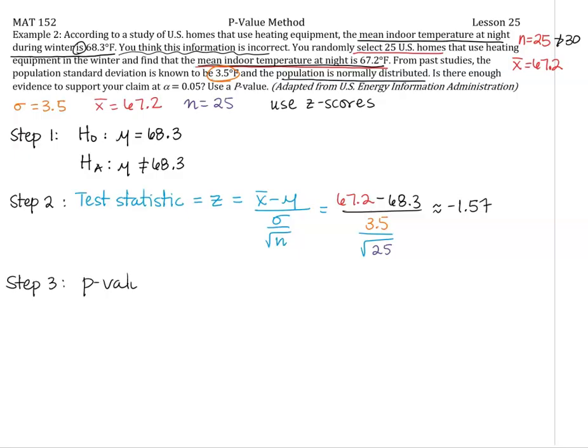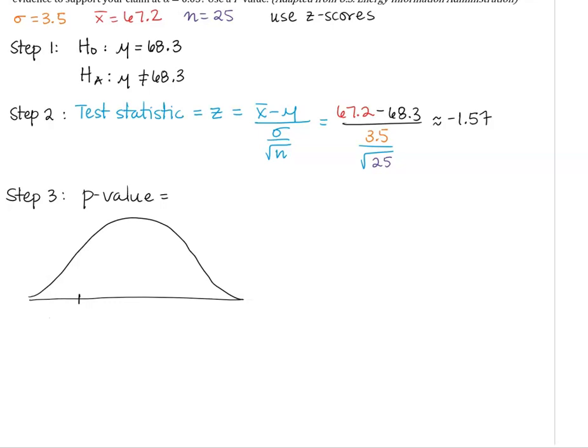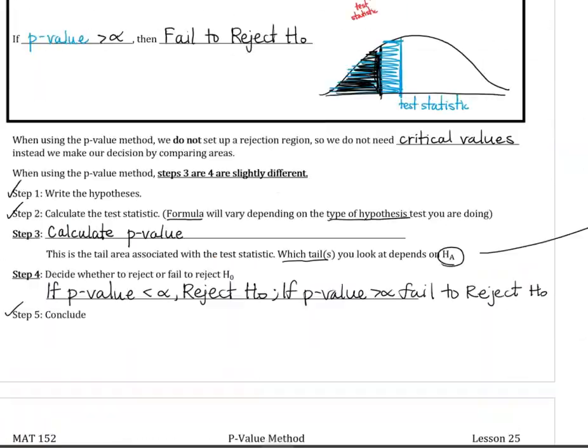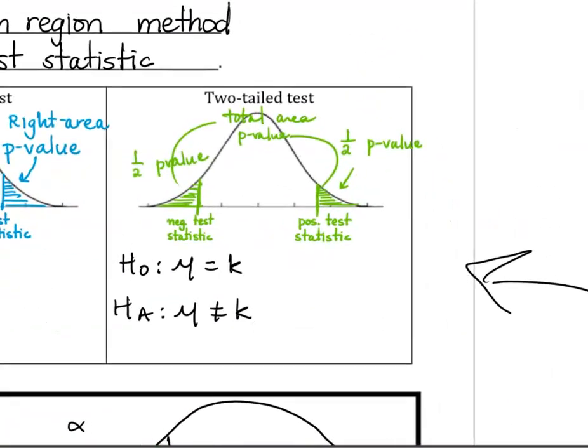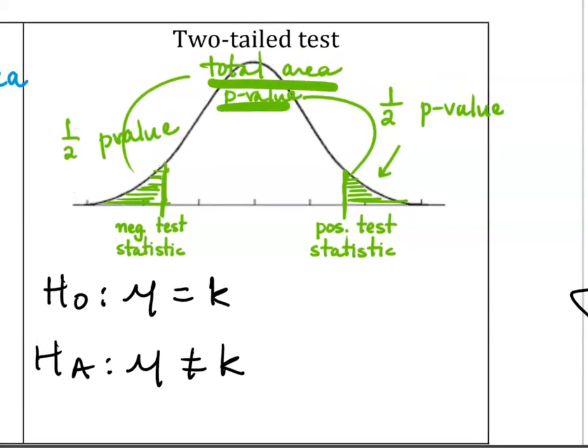So now that we know our test statistic, we can go on to step 3, which is where we find our p-value. So I'm going to set up the picture here. For a two-tailed test, our test statistic came out to be negative 1.57, but this test has two tails. So I'm also going to put the positive version of that test statistic, positive 1.57, on the right. I'm going to scroll up to the top to remind us how to find the p-value for a two-tailed test. Half the p-value is to the left of the negative test statistic and half the p-value is to the right. The total p-value area is when we put them both together.